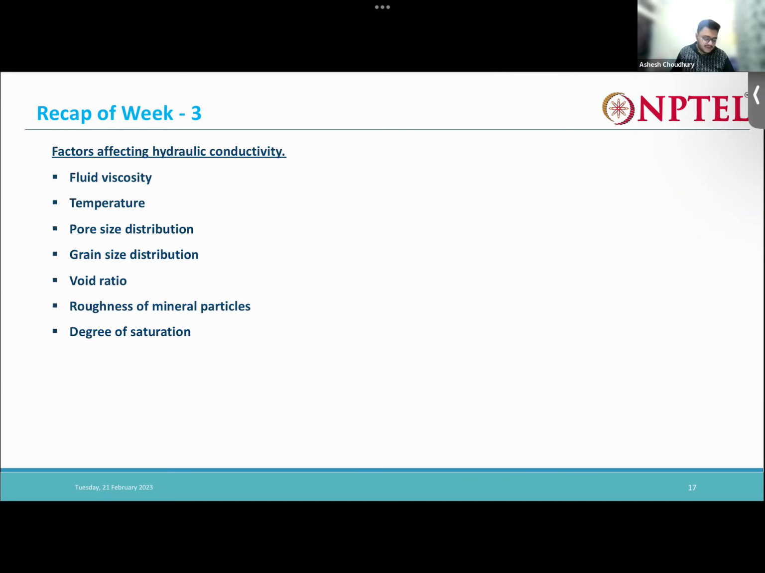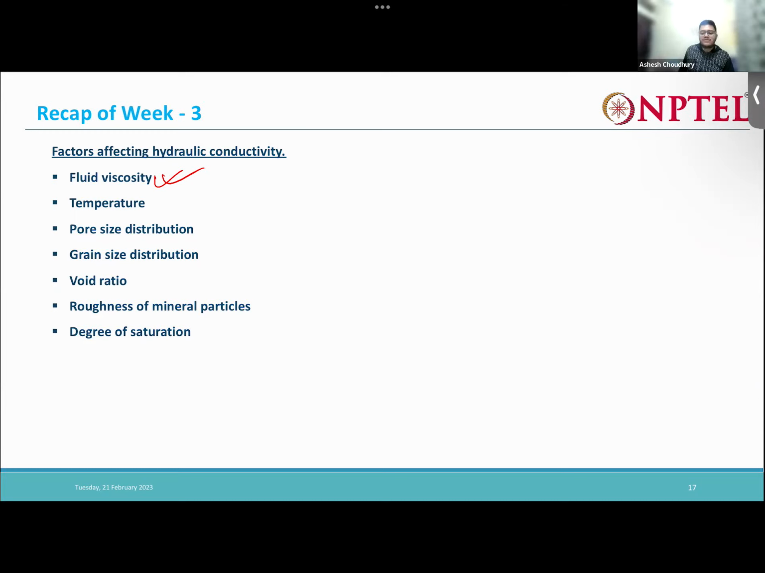Next we have factors affecting hydraulic conductivity. What are the various factors that affect hydraulic conductivity? So the first one is the fluid viscosity. It's how thick it is, like ketchup. Tomato ketchup is very viscous, right? Water is not that viscous.